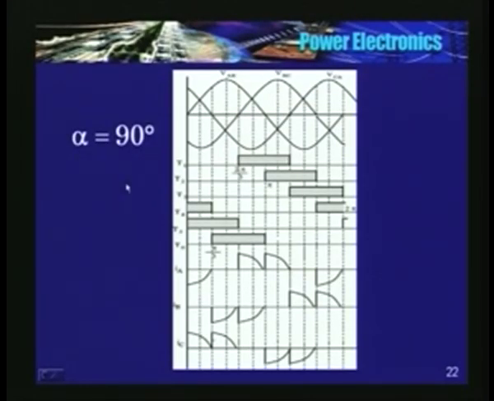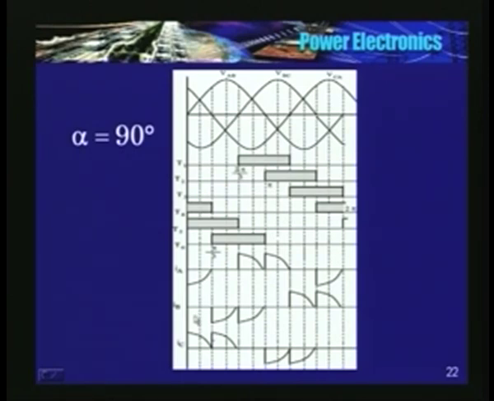Now we will see for alpha is equal to 30 degrees, what happens. Here, for alpha is equal to 90 degrees, I have shown you the line voltages, gate pulses and currents. Only two phases carry current at a time. One phase is open. See, there is no current here.